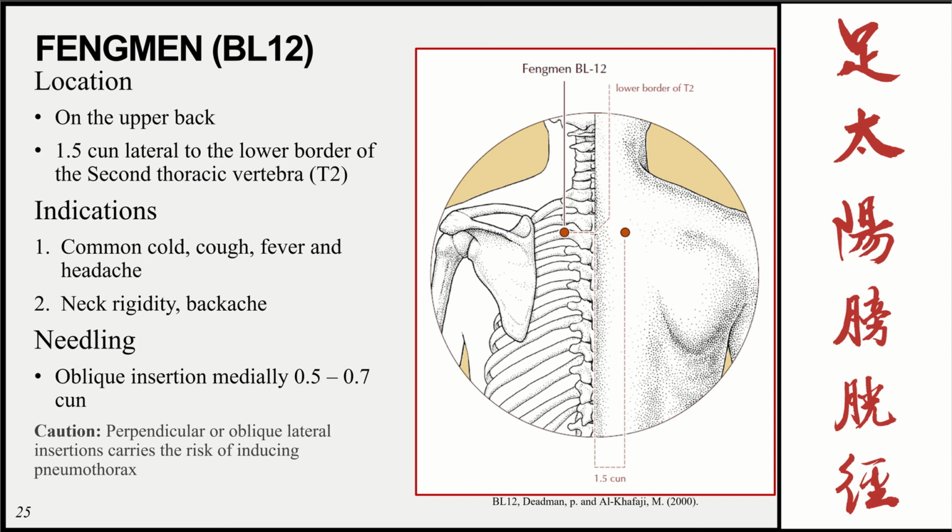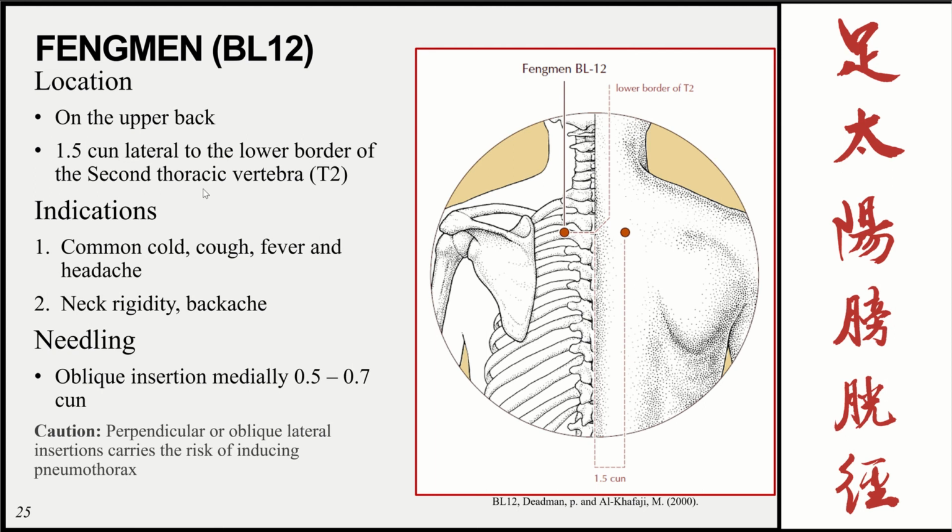Bladder 12, Feng Men. Its location is on the upper back. It's 1.5 tun lateral to the lower border of the second thoracic vertebra. So just like the previous one, you're just going to count one more vertebra down and 1.5 tun lateral. And you'll see the next few are all like that.